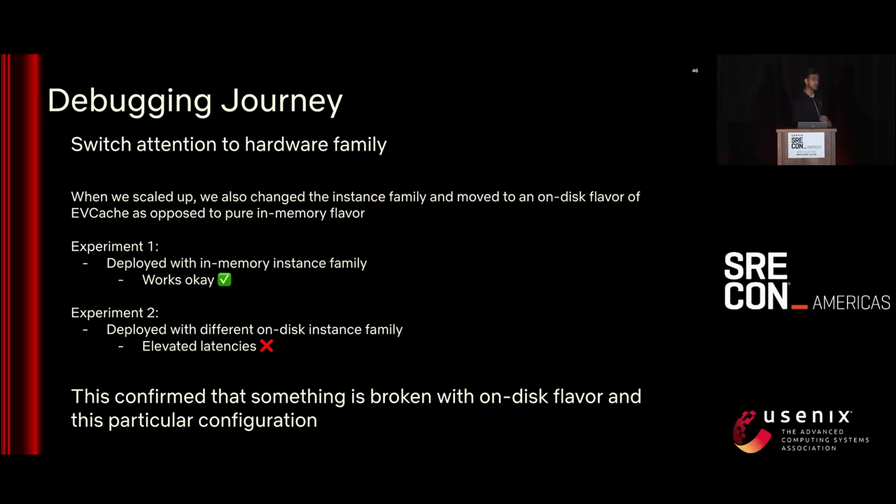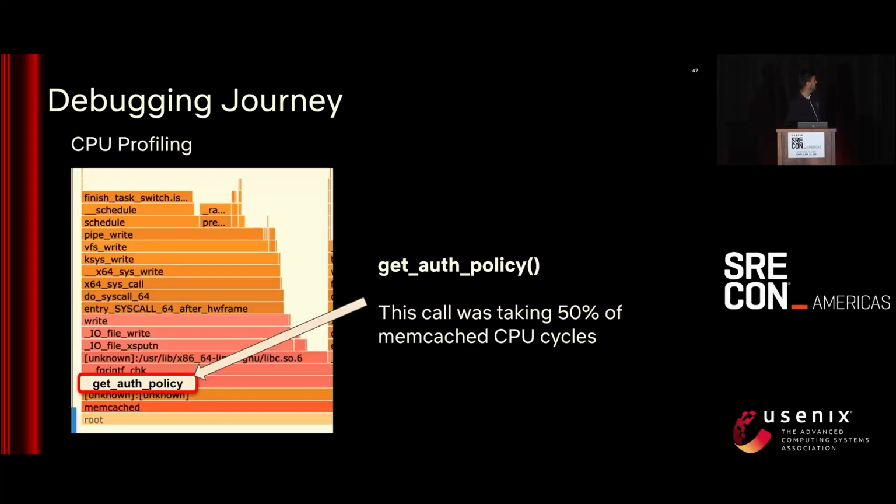This is where we took a step back and dived deep into the good age-old toolkit of performance and took the CPU dump. And you can clearly see that there is a get authorization policy call, which was consuming more than 50% of the CPU cycles. This was never supposed to happen, and it's pretty evident: if memcached is always busy getting the authorization policy, how would it have CPU cycles to serve client requests? So why can this happen?